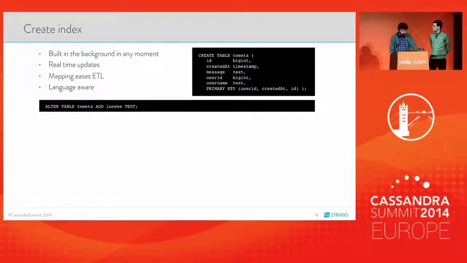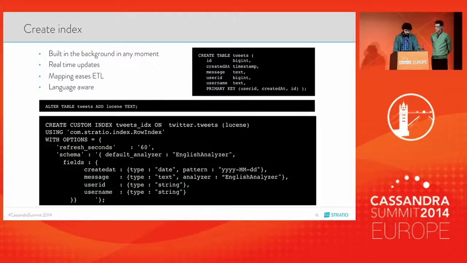First, we alter the table schema, adding a new column called Lucene. This column is going to be used in order to link SQL syntax with Lucene's one. Then we create the index in SQL, specifying the Stratio index class and indexing properties. We specify an index refresh of 1 minute, and we specify the default language, which will be English. We specify the date format, which is year, month, and day. Message body will be a tokenized text in English, and user ID and username will be untokenized text.